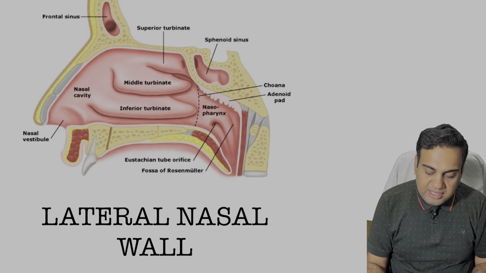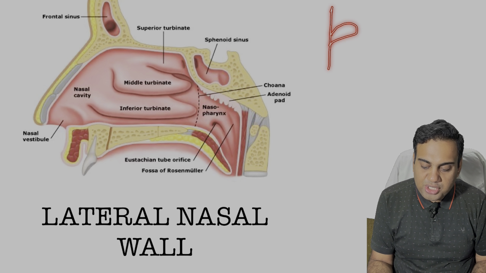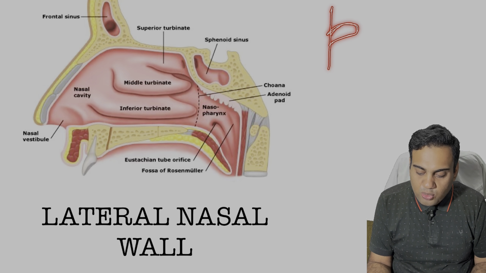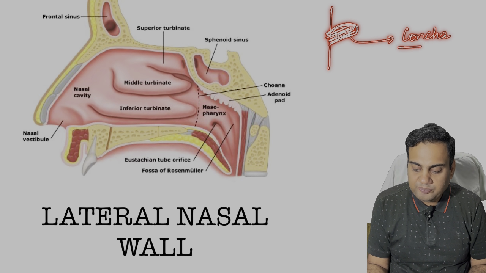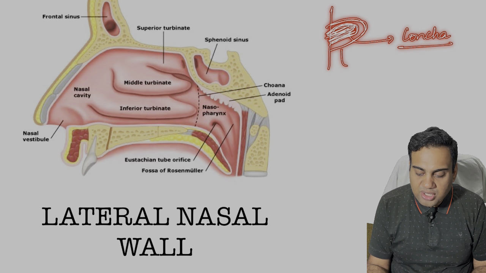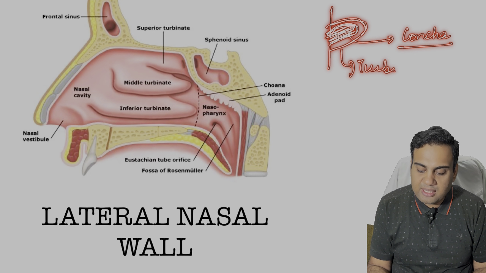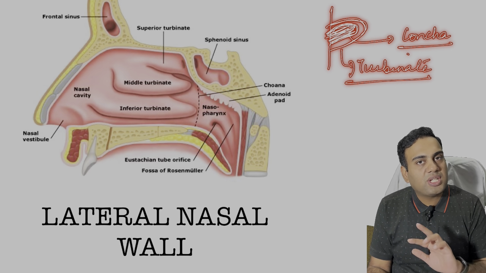So just understand this point: if this is the ethmoid bone and this is the bony projection in the ethmoid bone, then this bony projection is simply called a concha. But when there is mucosa around it, the entire structure is called the turbinate. Concha and turbinate are interchangeable words.